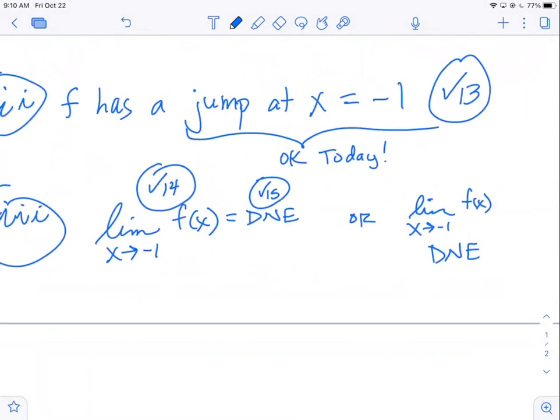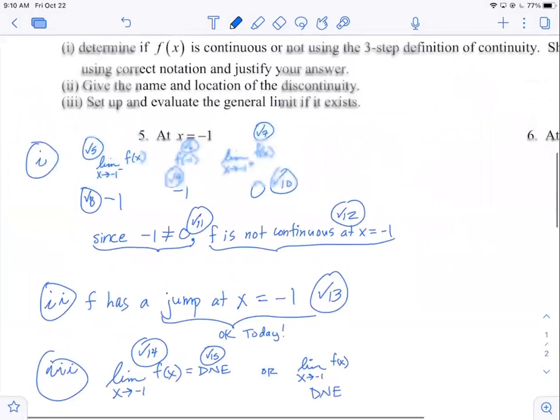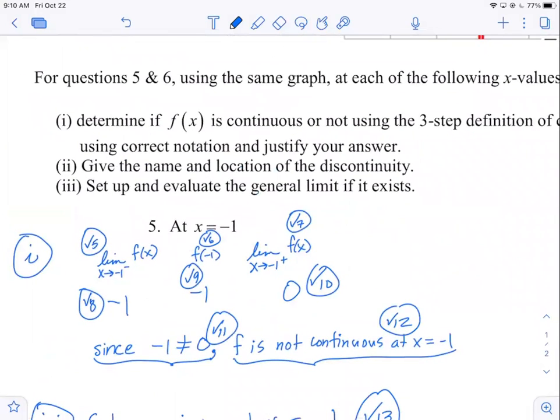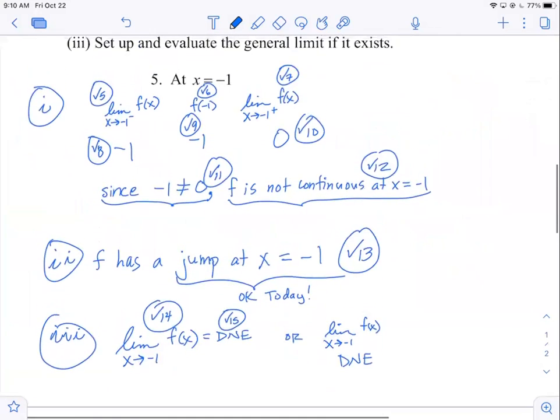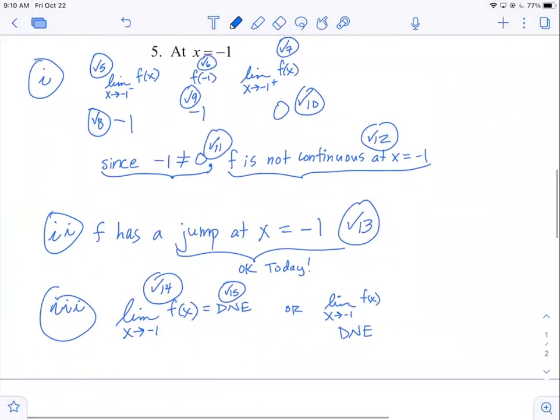Okay. Yes, sir. You didn't write the limit notation? I said set up and evaluate the general limit. Give yourself one of the two. Yeah, give yourself one of the two. Okay. Good question. Any other questions?